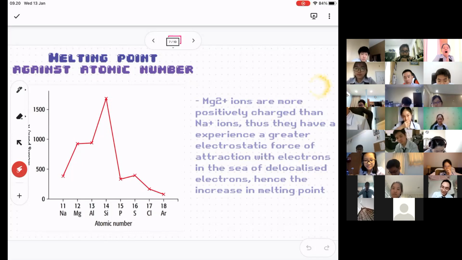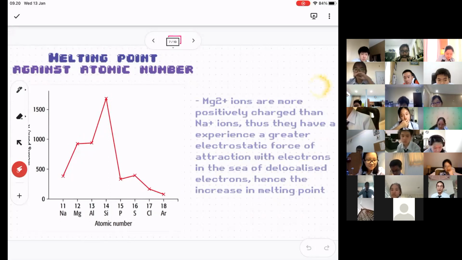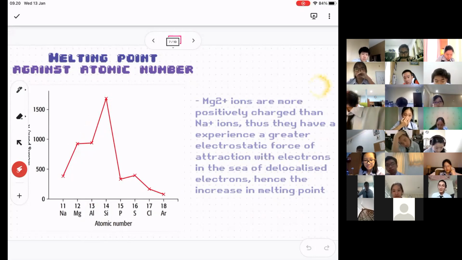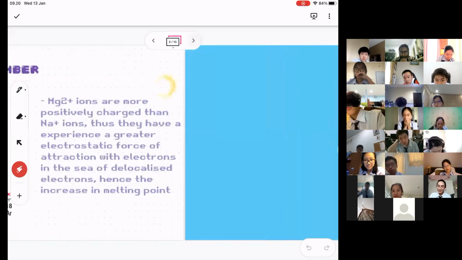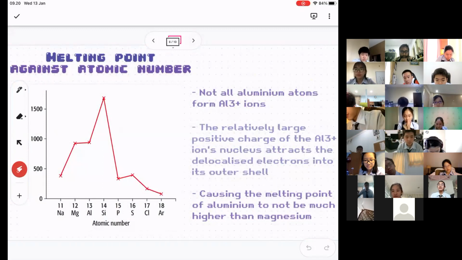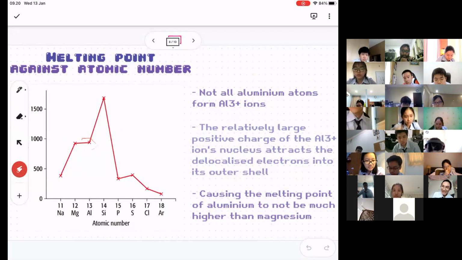If you can see here, magnesium and aluminum don't have that big of a difference between their melting points. And why is that? Aluminum usually forms Al3+ ions. You would expect it to be maybe higher, right? But no, because Al3+ ions have a relatively large positive charge. So in a metallic lattice, the metal cations of aluminum, Al3+, will attract the electrons to itself. Therefore, all aluminum ions cannot fully form Al3+ ions. Thus there is a very small, very minuscule increase that you can't really notice between Mg and Al in melting points.